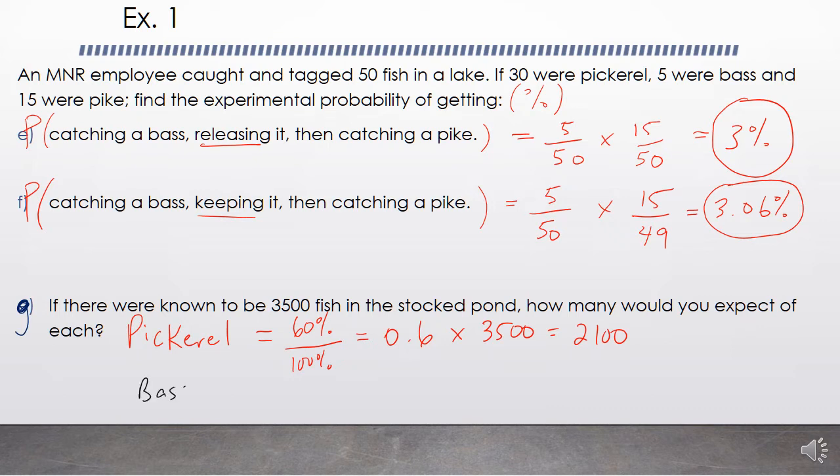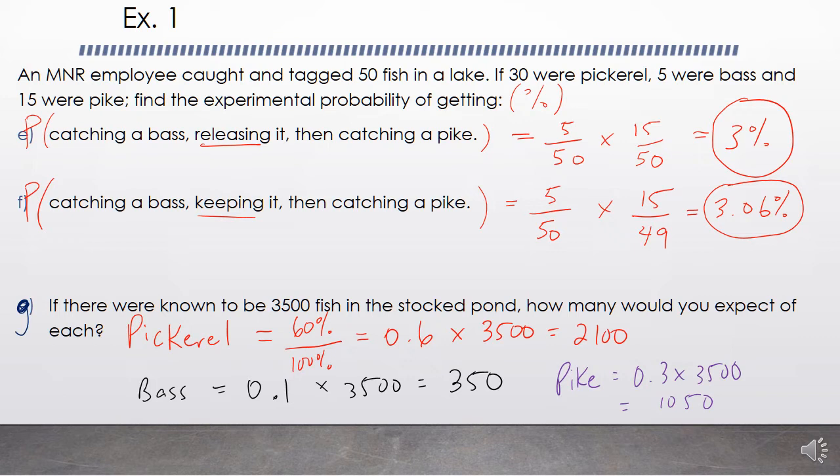Same idea for the bass. I'm not going to show all the steps this time. If we refer to part B, 10% were bass, that's 0.1. We know 10% of 3,500 should be how many bass there are. That's 350. And then last, pike. Based off the last slide, part C, 30%, so 0.3 times 3,500. And we should get 3,500 times 0.3, 1,050.